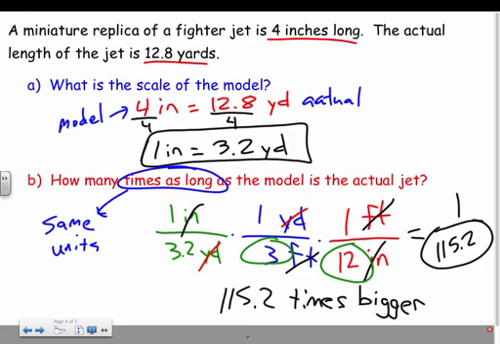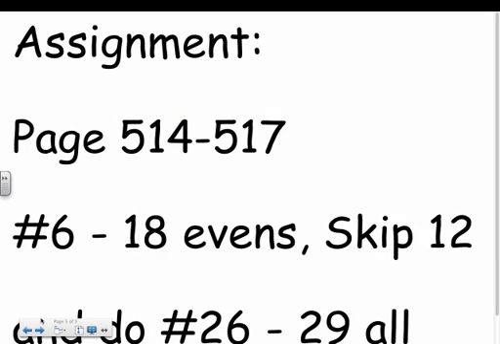I like to have it nice and neat so I can see everything that's going on. So I do that dimensional analysis. There you go. That's all there is to it. So 6 through 18 even, skip 12, and then do 26 through 29 as well.